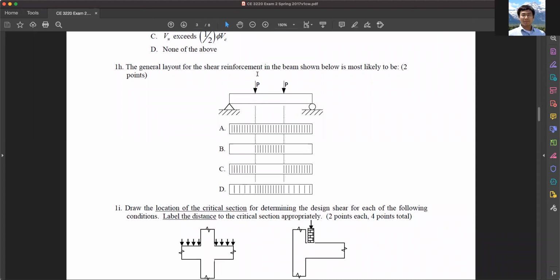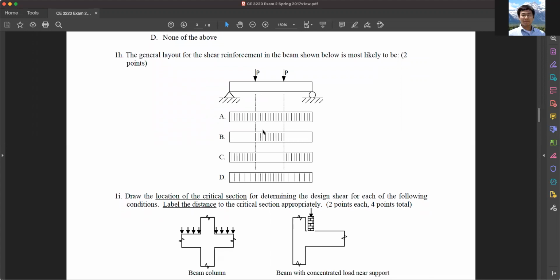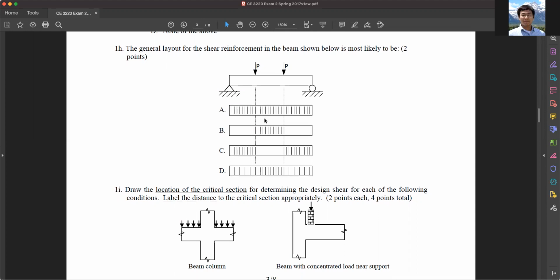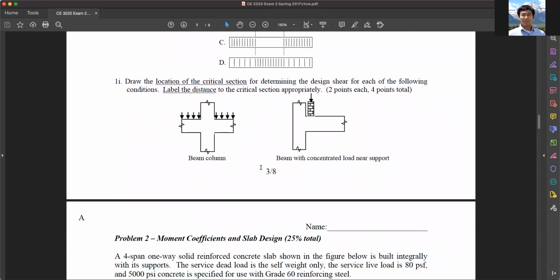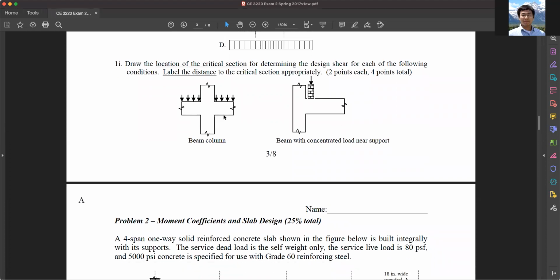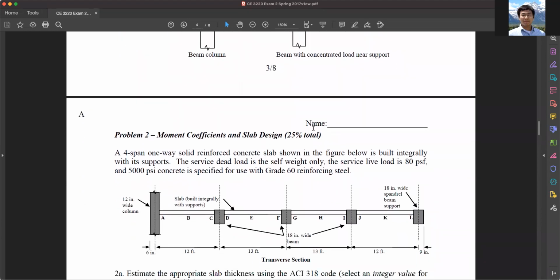1H, general layout of the shear reinforcement: the beam shown below is most likely to be... this is the beam, and these are the relative spacings for the shear reinforcement. I just want to make a note here. Be careful. When you see this, draw the shear diagram first and find out where you have shear and where you don't. In the region where you don't have shear, you don't need to provide any shear reinforcement. For 1I, these are the critical sections we talked about. Try to draw the 45-degree line and find the critical sections. We have talked about this in the lecture notes, and in the exam we're going to have different figures, but a similar idea.